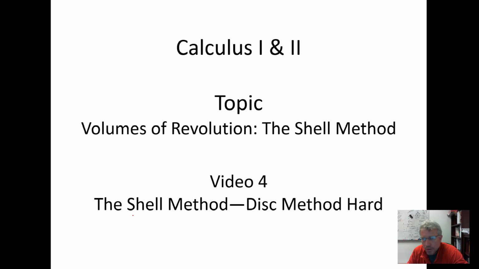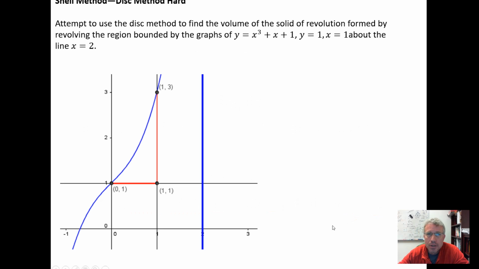So in this video, we're going to look at an example of using the shell method to find a volume of revolution, in the case where using the disk method is either hard or maybe essentially almost impossible. The example says: attempt to use the disk method to find the volume of the solid of revolution formed by revolving the region bounded by y equals x cubed plus x plus 1, y equal to 1, and x equal to 1 about the line x equal to 2.